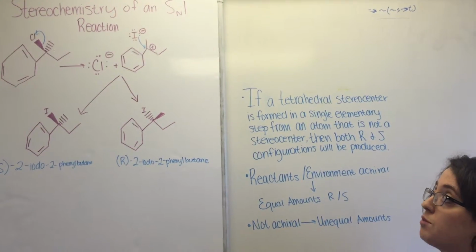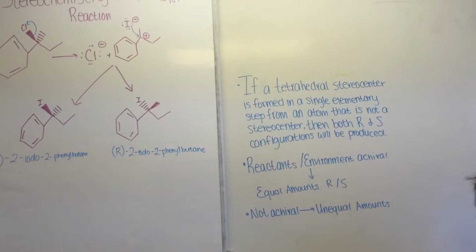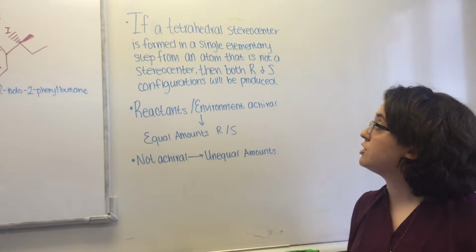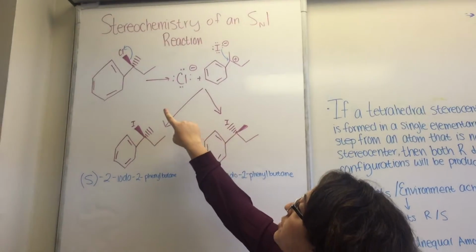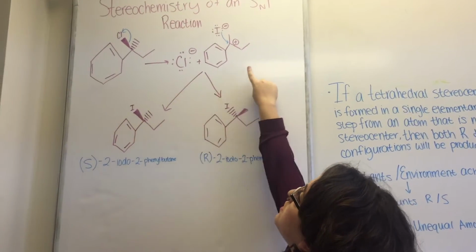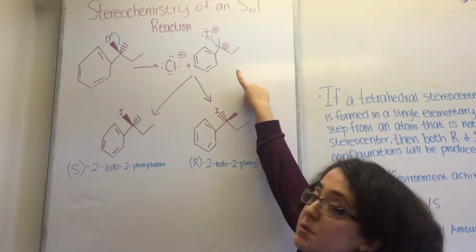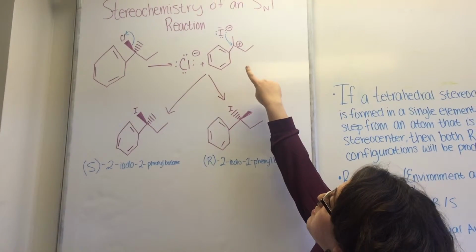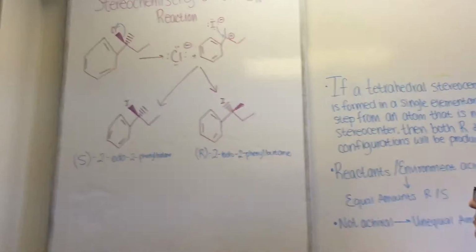Stereochemistry of an SN1 reaction. So if a tetrahedral stereocenter is formed in a single elementary step from an atom that is not a stereocenter, then both R and S configurations will be produced. As in this example right here, the leaving group, which is chlorine, which is way up there, when it is removed, the top carbon on this carbocation becomes planar again rather than going back into the board. This allows the iodine to come in and form either the S configuration or the R configuration.